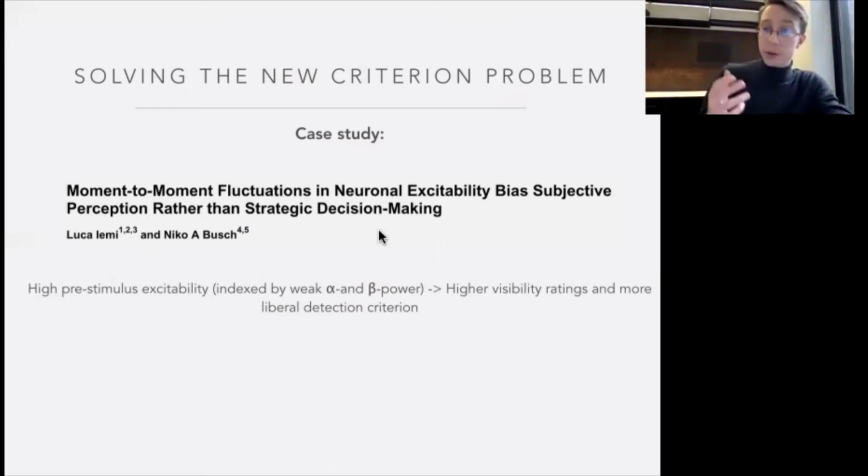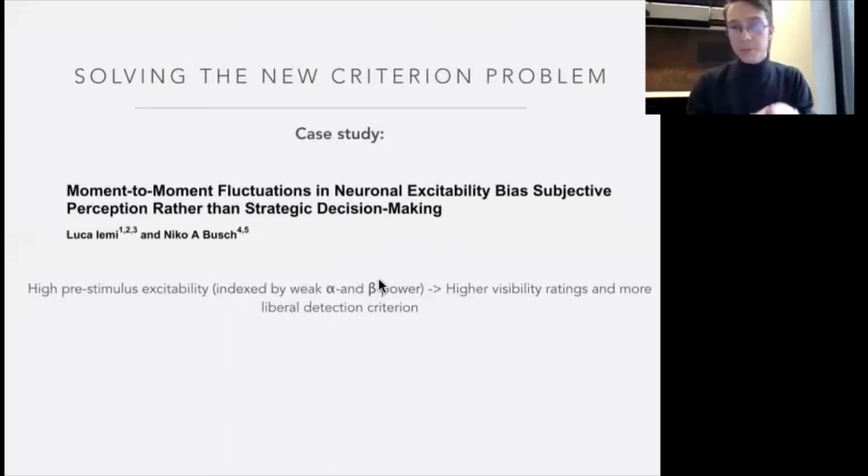So there's evidence in the empirical literature by Benwell and colleagues in 2017 and by Jason Samaha and colleagues in 2017 too, that if you have high pre-stimulus excitability in the back of your head, which is indexed by weak alpha and beta power in the EEG signal, people will tend to give high visibility ratings, and they will have a more liberal detection criterion. So if you show them some stuff, they'll tend to say that the stuff is present.